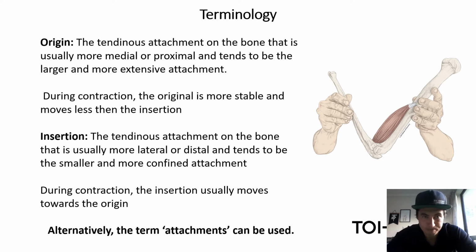In terms of origin, it's the tendinous attachment of the bone that is usually more medial or more proximal, so close to the midline or closer to the point of rotation. It tends to be the larger attachment site, spanning more area. During contraction, the origin is generally more stable and moves less than the insertion. The insertion is the tendinous attachment to bone that is usually more lateral, so away from the midline, and more distal, so further away from the point of rotation. During contraction, it's usually the insertion that moves towards the origin.